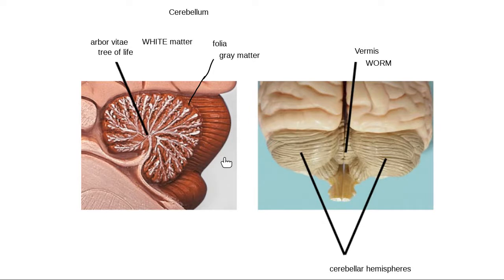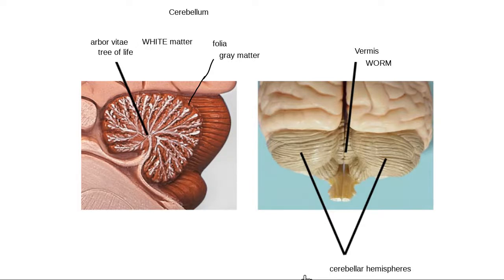I know you all aren't as much of a nerd as me, but I would encourage you at some point after class today to do a Google Images search for arbor vitae. It is very pretty, like Kira's mentioning. In real life and not just on models, it looks really beautiful. So the white matter inside is called the arbor vitae, the gray matter on the outside, you don't have to know it, is called the folia. We got a tree motif going on here in that cerebellum. It sounds sophisticated. Yeah, Latin will do that for you, right?